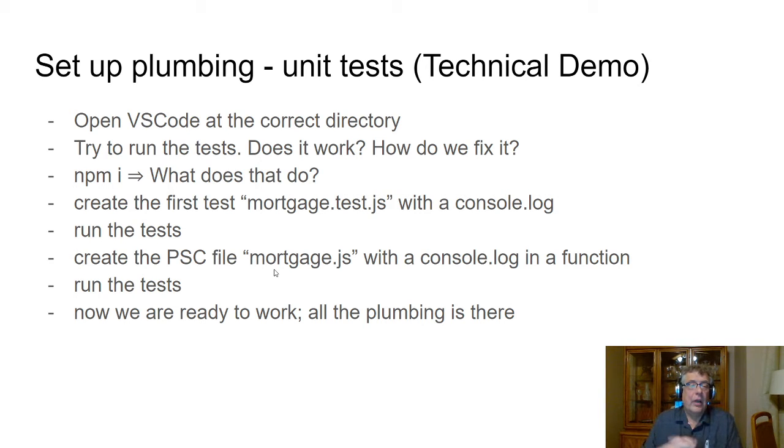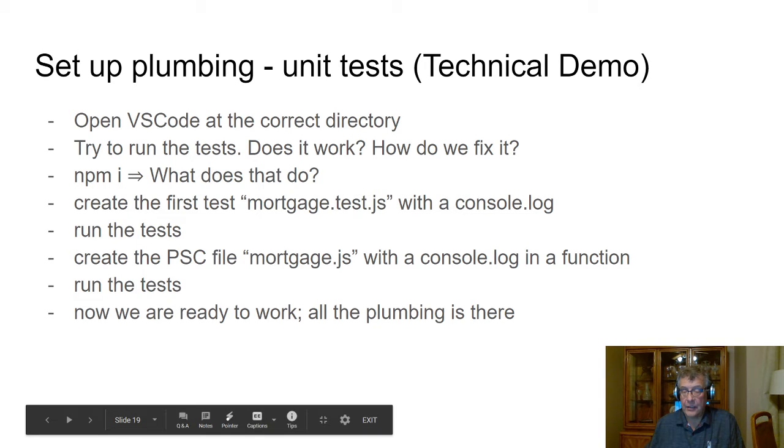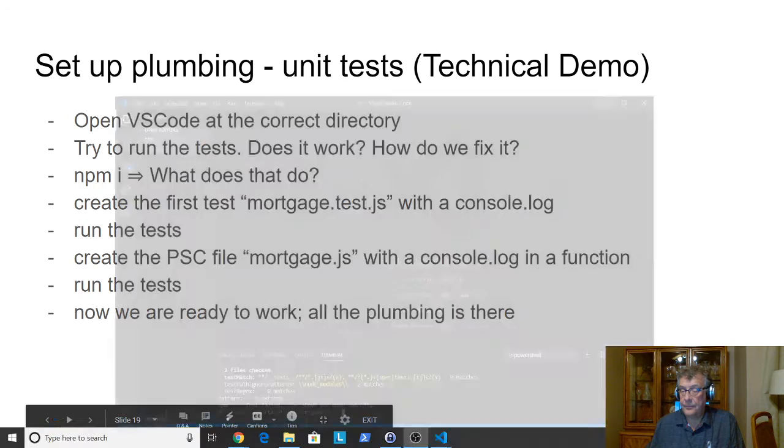So now we've got our VS Code open at the correct directory. The next thing we're going to do is create our first test, and we're going to call the test mortgagetest.js. All we do is put a little bit of a console log in there and then run the tests, make sure that everything works okay. Now remember, at this point, we're just creating the plumbing. So let's create that file.